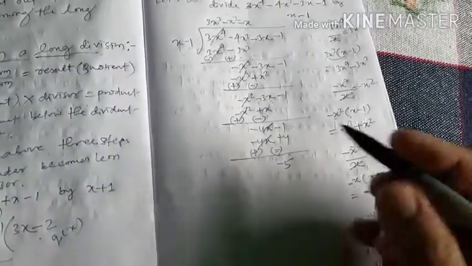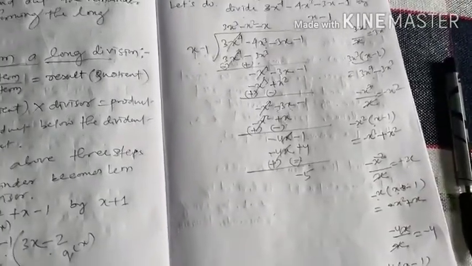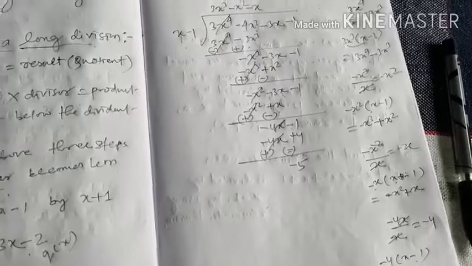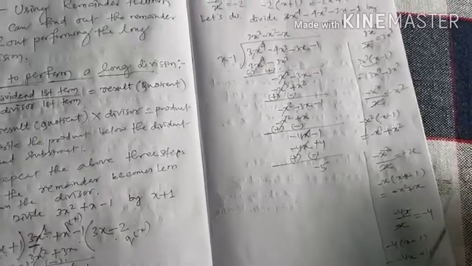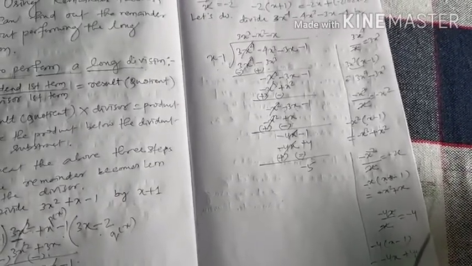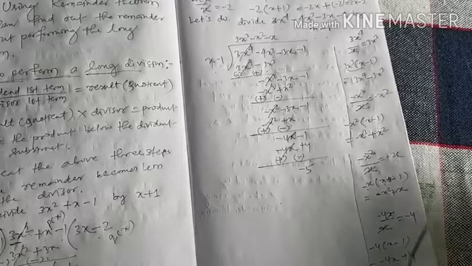So students, in this way we can perform the long division and get the remainder, whether it is 0 or any number. But students, is there any shortcut? Is there any shortcut to know the remainder without performing the long division?